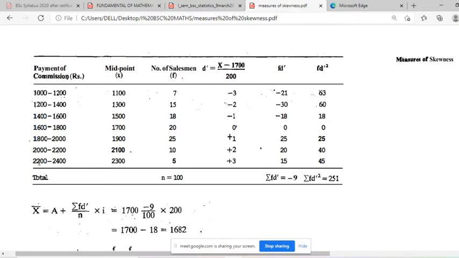We have to prepare a table like this. The range is displayed here, and you may note the midpoint, number of salesmen. You can reduce these bigger values by subtracting 1700 and dividing by 200, so that it will be reduced to smaller values: minus 3, minus 2, minus 1, 0, 1, 2, 3. Then find out the FD value, then FD square value. Total of FD is minus 9 and total of FD square is 251.